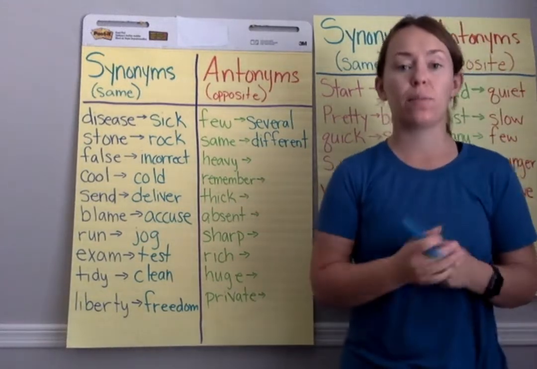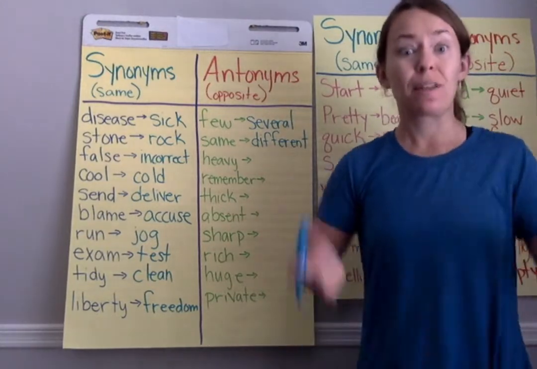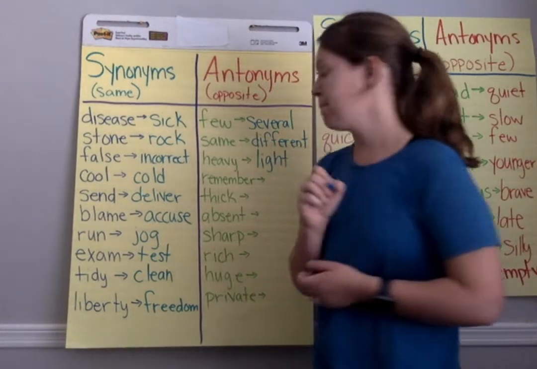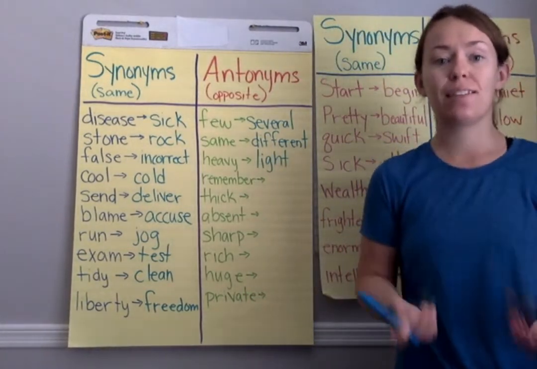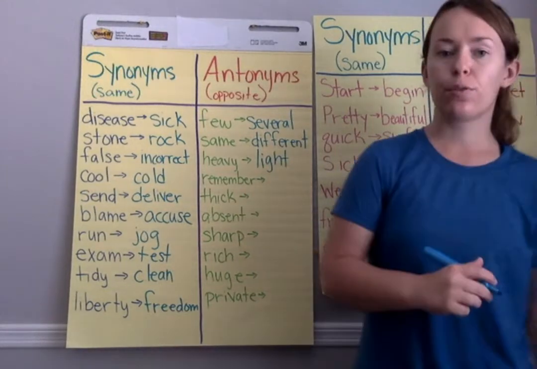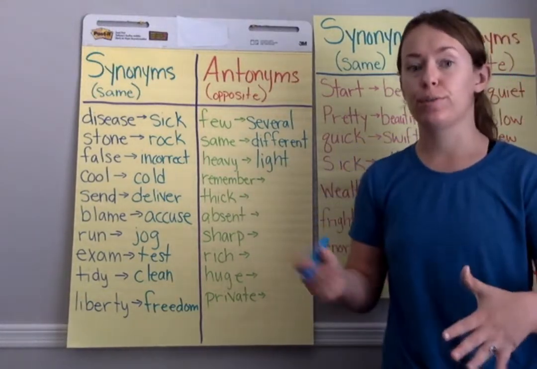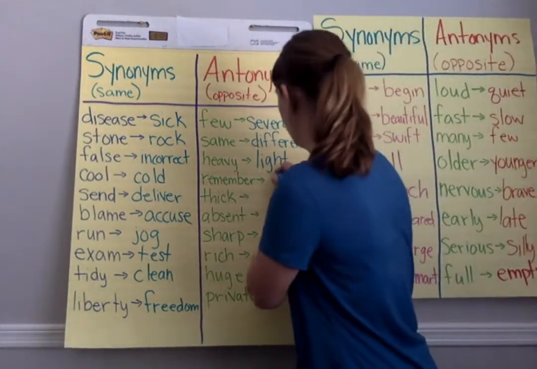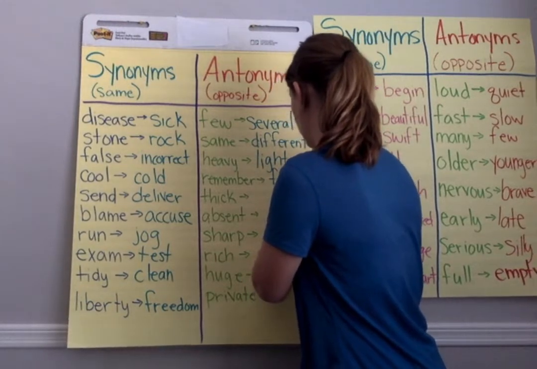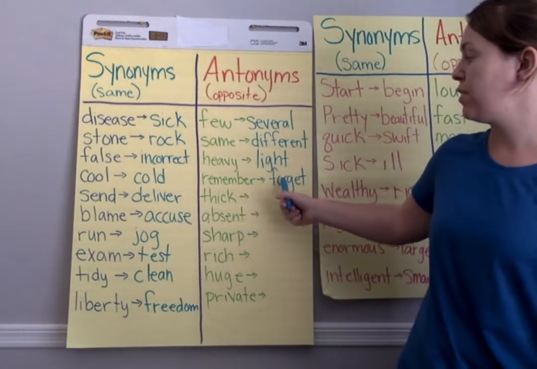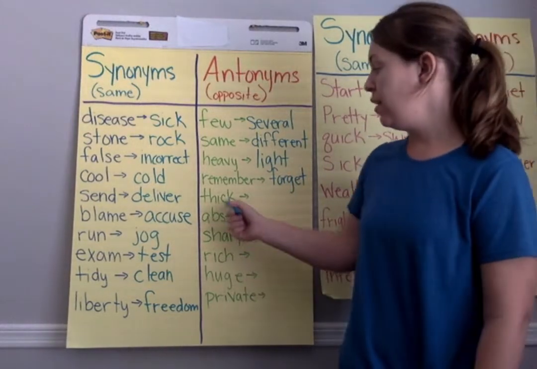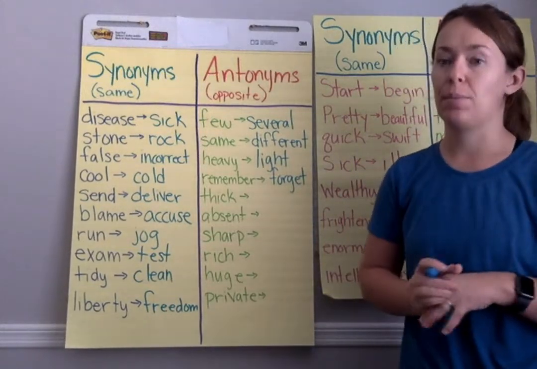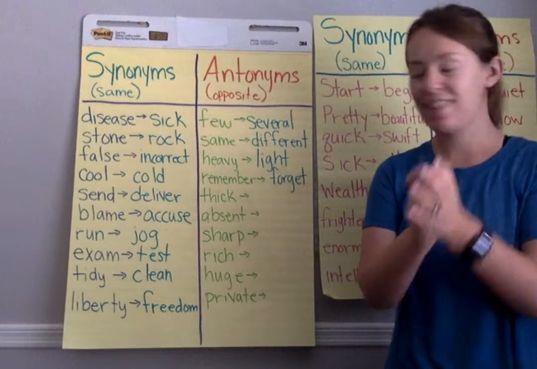Okay, what's the opposite of something being really heavy? Something being really light. Light. So if something's not heavy, it's pretty light. What's the opposite of remember? If I told you to remember something and you didn't do it, then what did you do? You forgot. The opposite of remember is forget, so they are antonyms. What's the opposite of thick? What is the antonym for thick? If something is very thick, the opposite is thin.